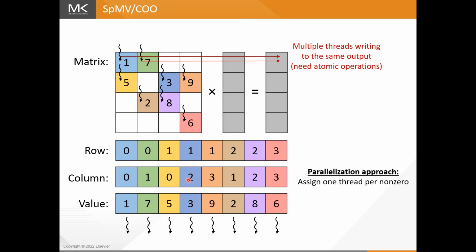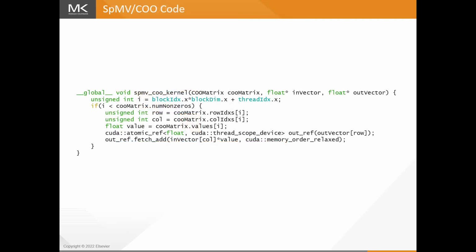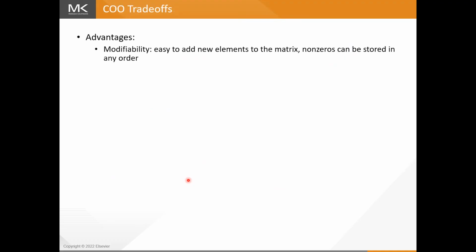So somebody's asking, will we have control divergence when it comes to this operation? It depends on the format. Some formats are good at mitigating control divergence. Some formats are not. For COO, we don't have a control divergence problem. So this is the code that we wrote. And to recap, the advantages of COO: it's easy to add new elements to the matrix. That's why we commonly use it when we are generating a matrix.